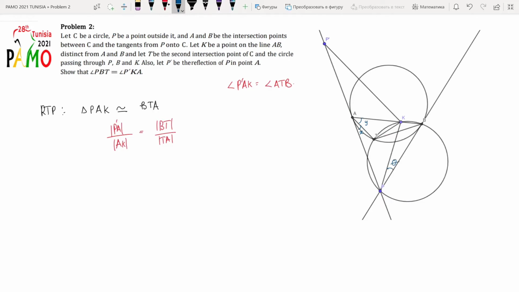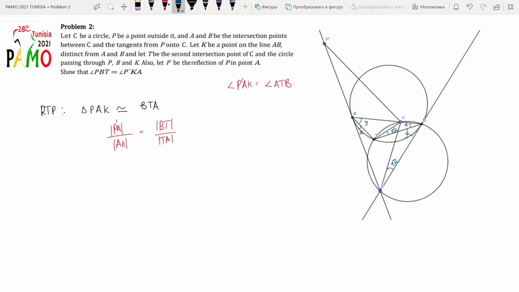So remember, K is a variable point on AB, so we can never determine theta in terms of some other angles here. So let's call this angle theta. By angle chasing, since quadrilateral TKPB is cyclic, you know that this will also be theta. Then because this is the angle between tangent and chord, you know that this is going to be X. And by the converse of that, you know that this is going to be Y.